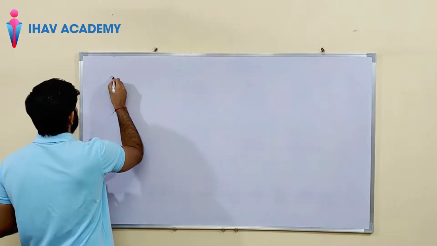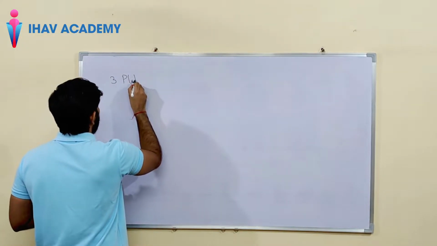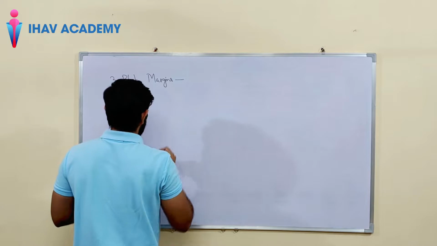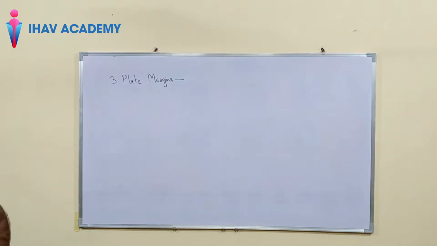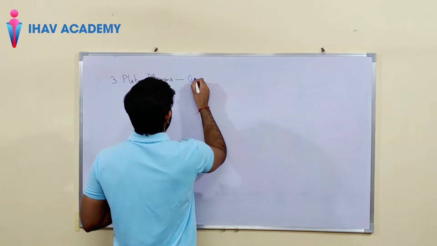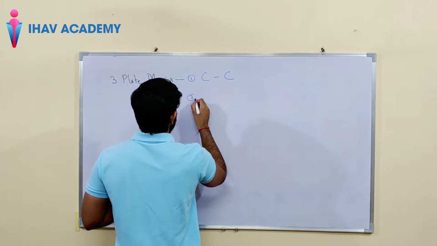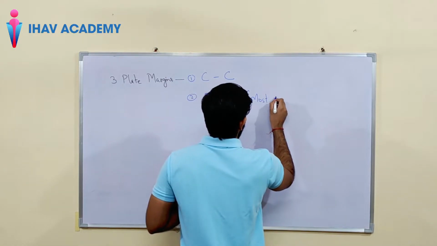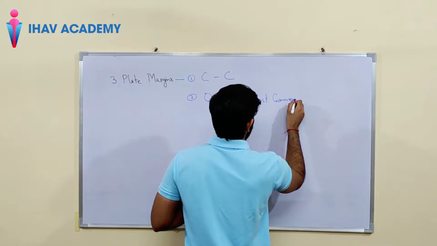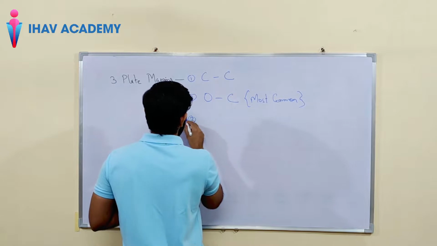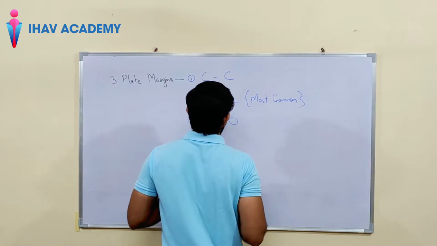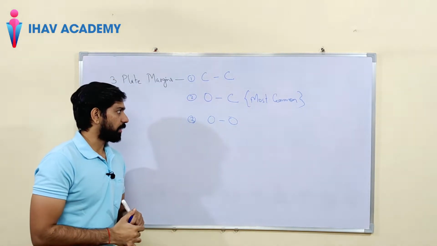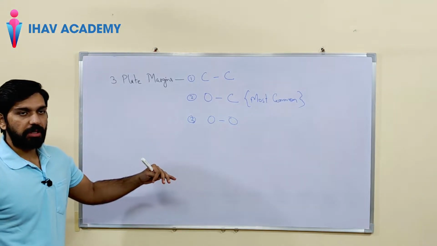So we have 3 types of plate margins. First is continental, second is oceanic-continental, which is the most common, and the third one is oceanic. And can there be a fourth one, continental-oceanic?